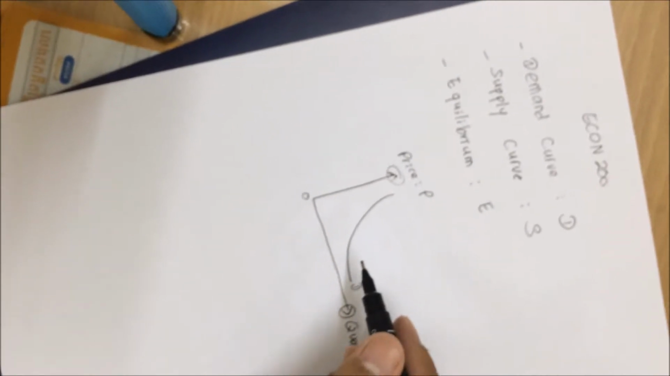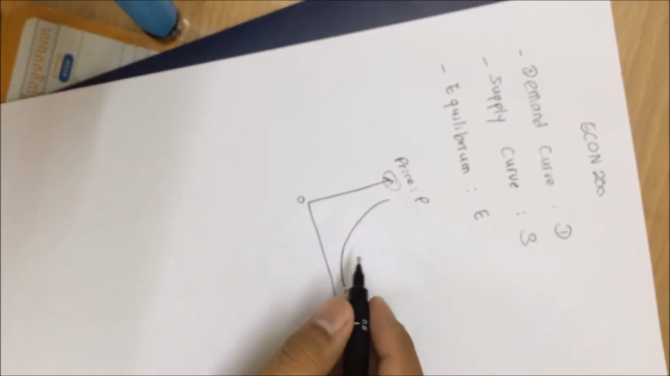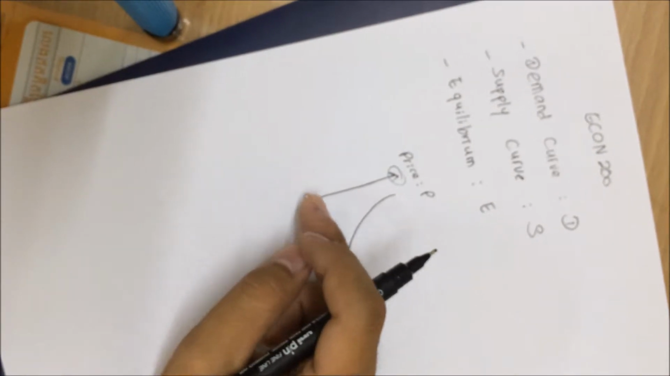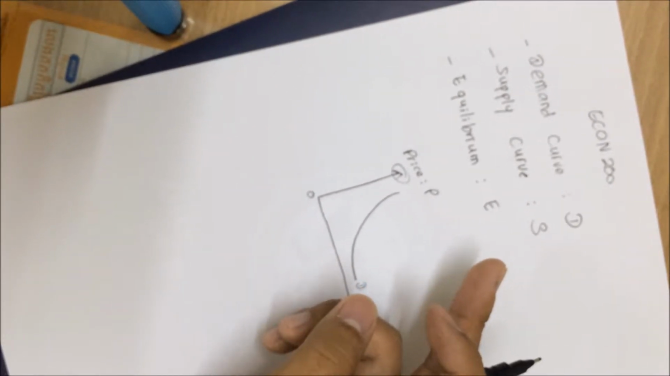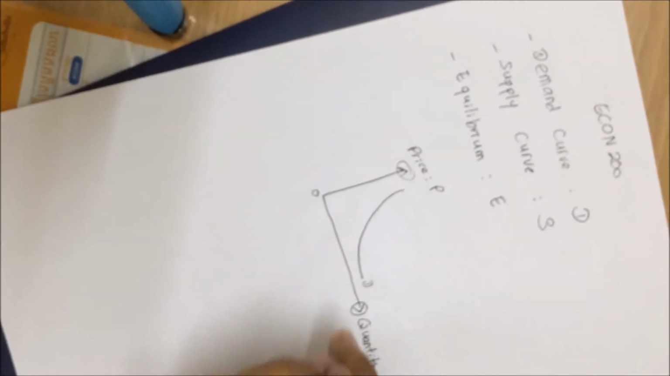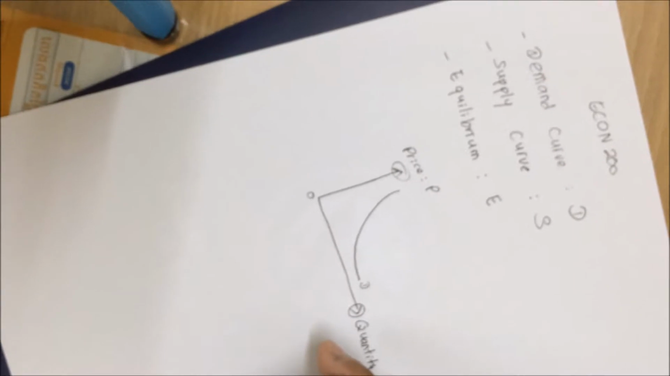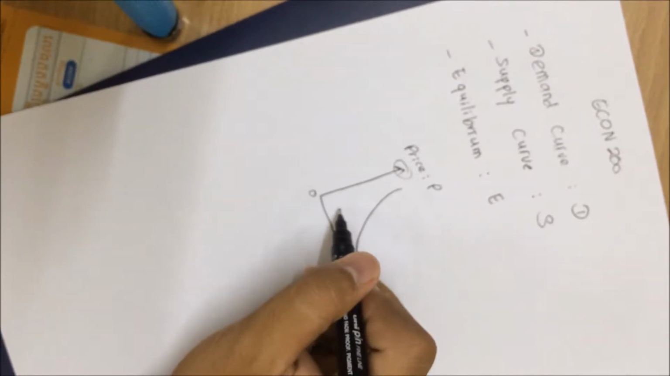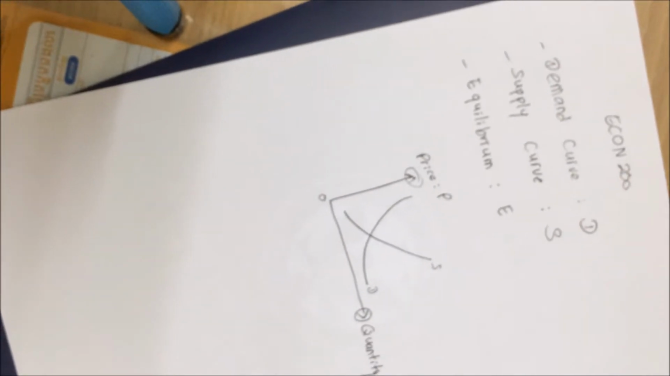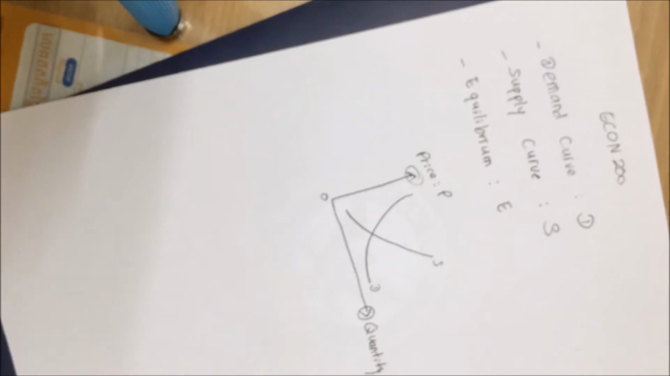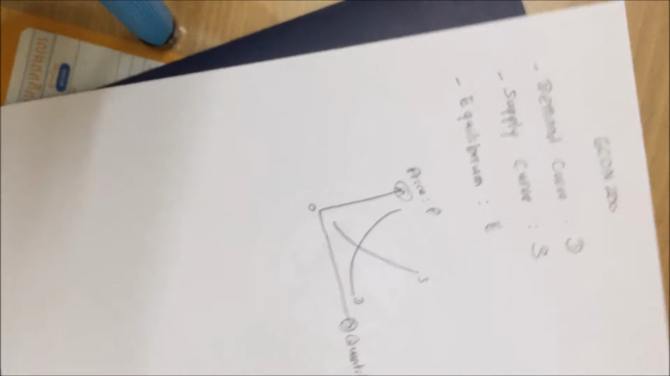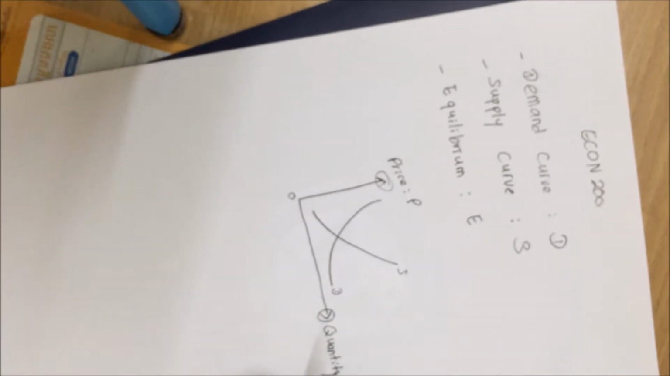While for the supply curve, when the price goes up, the quantity goes up as well. Which means when they start here, they go up. This is the supply curve. So the supply curve is here.